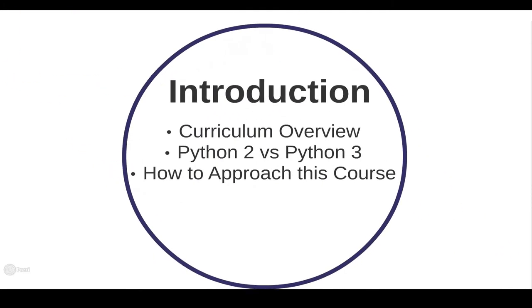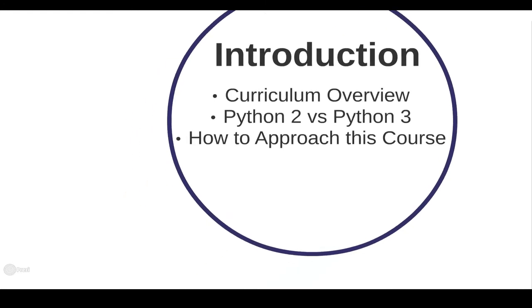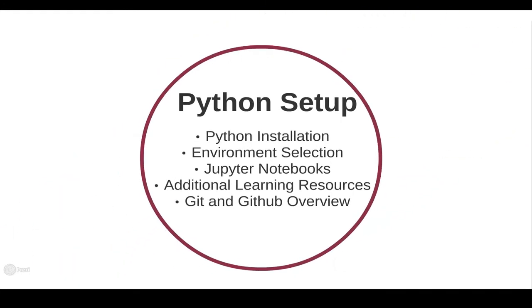First, this course starts off with an introduction section, including this overview, a discussion on Python 2 versus Python 3, and a lecture on how best to approach this course to maximize your benefits from taking this course. After that, we'll get started with a Python setup section. We'll learn how to install Python on your computer, we'll learn about environment selection, we'll learn about the Jupyter Notebook system, you'll get access to additional learning resources online, and then we'll have a brief overview on Git and GitHub.